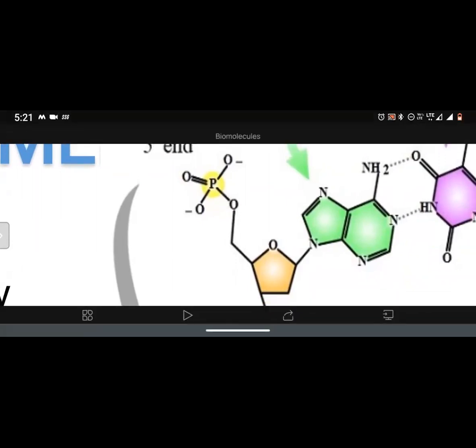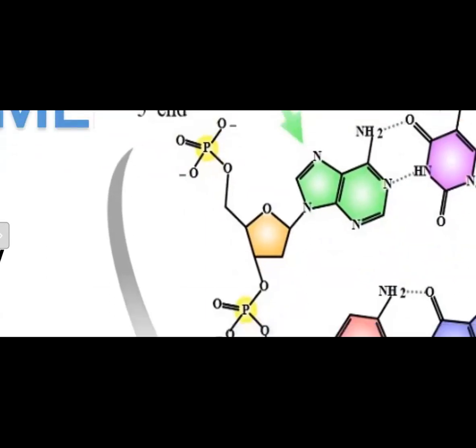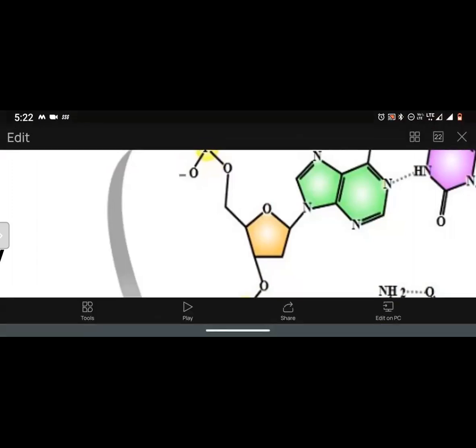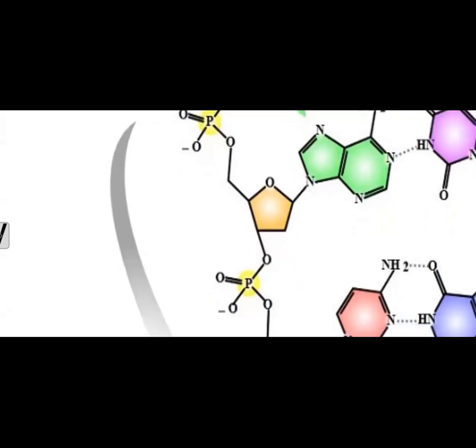And if you see here, the first carbon of the pentose sugar, the brown color structure I am talking about, the C1 carbon is attached to the adenine, whereas C2, as we are talking about DNA, has only an H group, and the third one, C3, has an OH group. If you know about the OH group, it has 2 lone pairs of electrons.